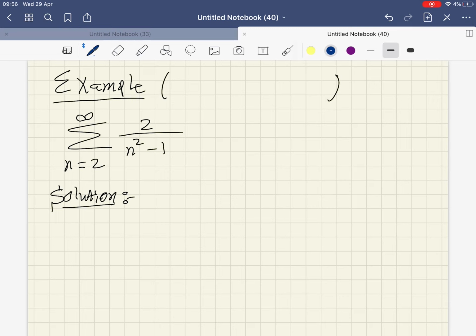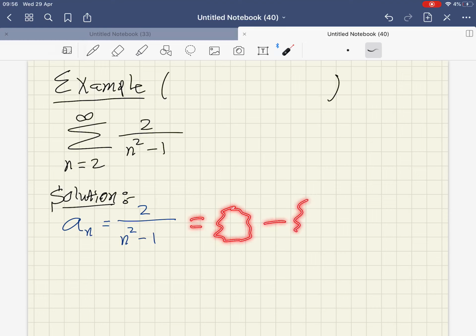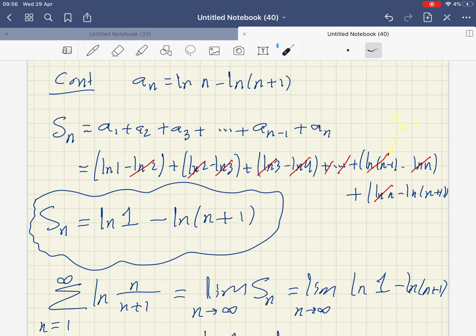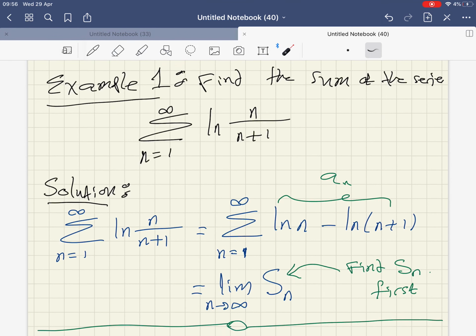We need to find Sn, and in order to find Sn, first we need to find An. But if you look at this An, what I want is something minus something else. So I can use the idea of telescoping, hoping for cancellation. Let me go back to the previous example. Look what we did here.